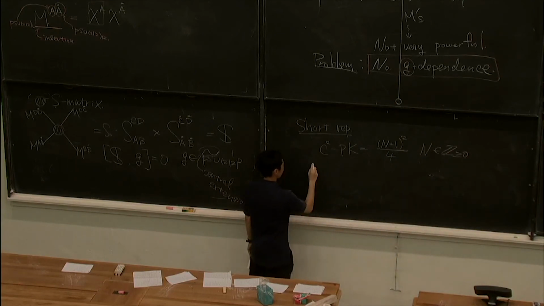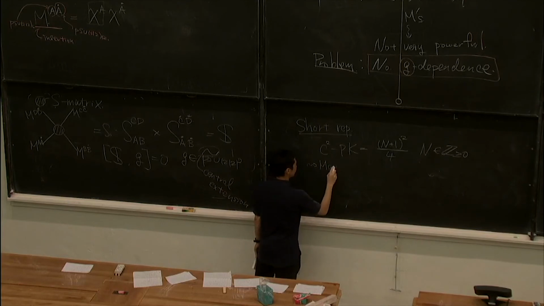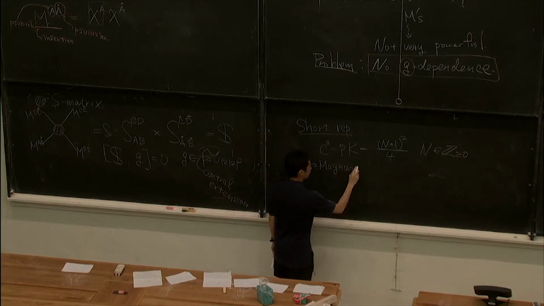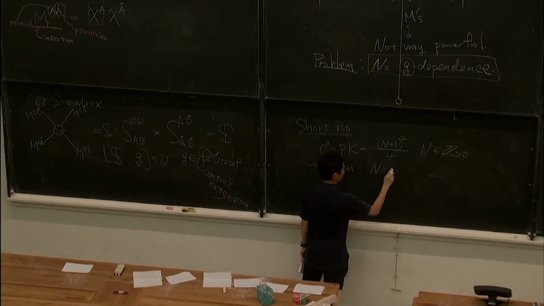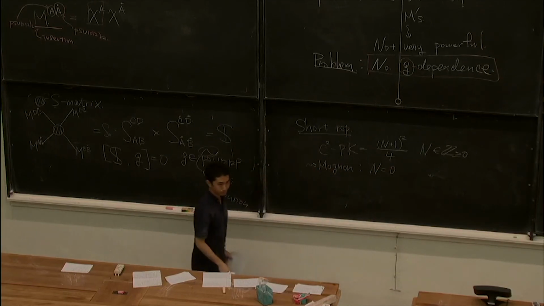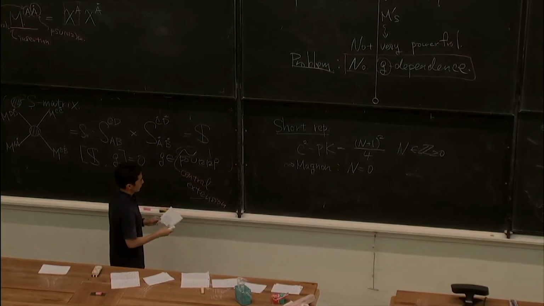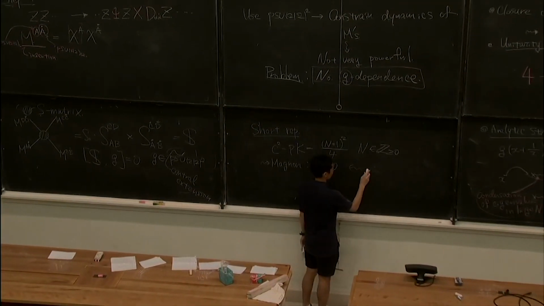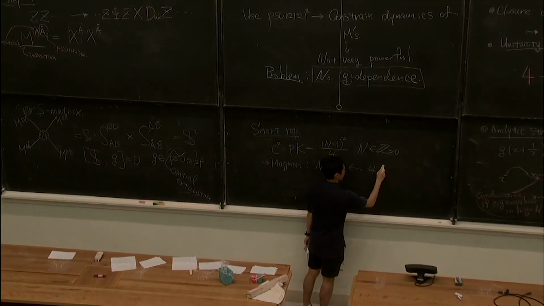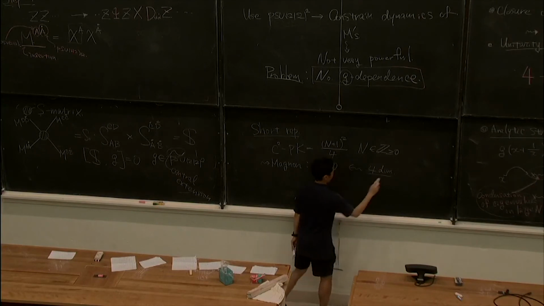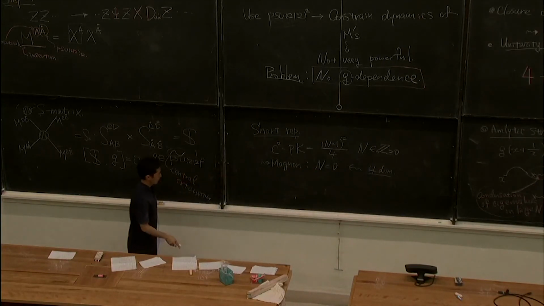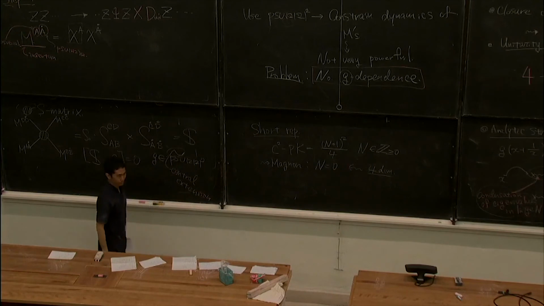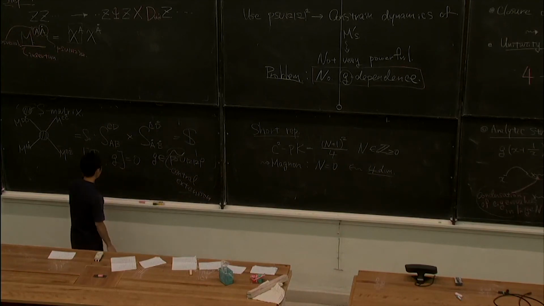And it turns out that the magnon I was talking about is a very particular case where n is 0. So this is actually the smallest Shortening representation, which is 4-dimensional. So that was the representation I was talking about. And these C, P, K are the eigenvalues of the central charges.